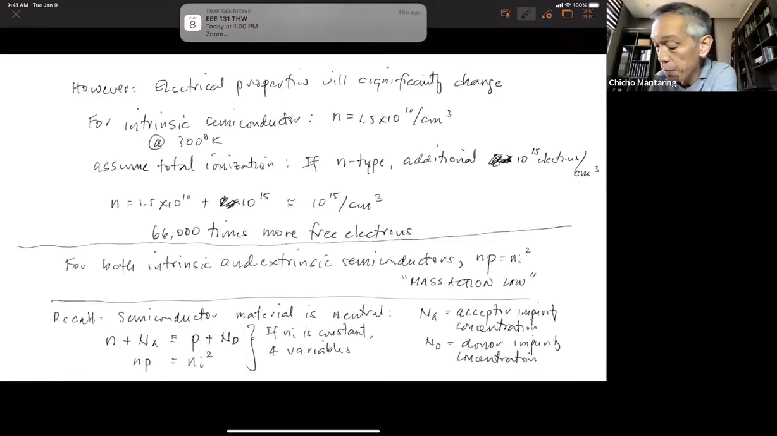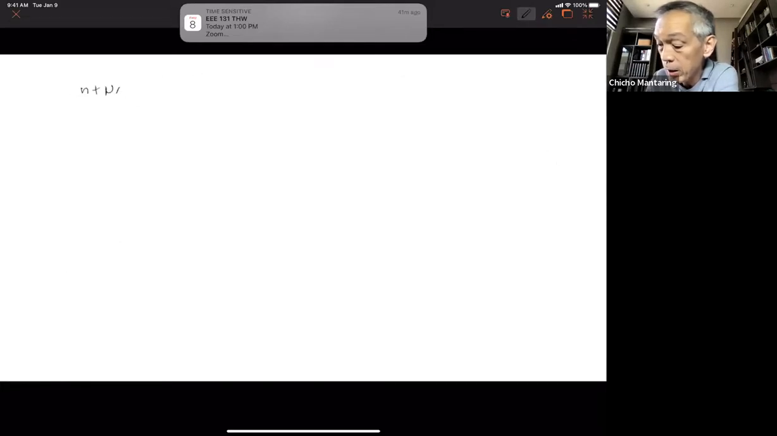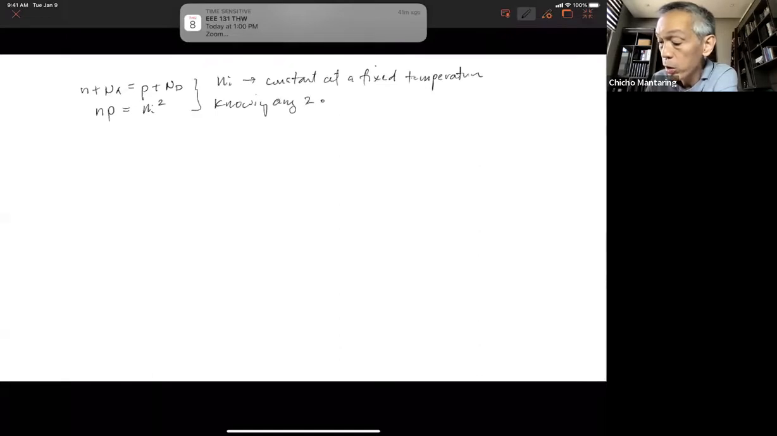I'll just repeat that here. N plus Na is equal to P plus Nd. And then Np is equal to Ni squared. Ni is a constant at a fixed temperature. So knowing any two of N, Na, P, and Nd, you can solve for the other two.